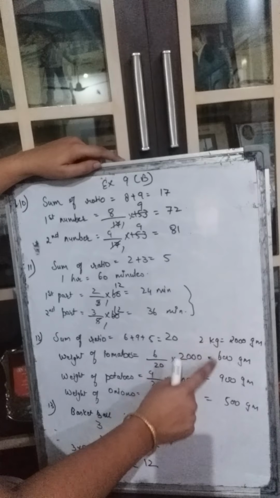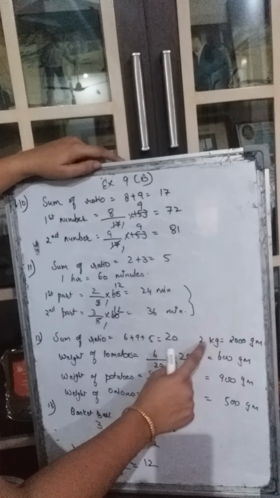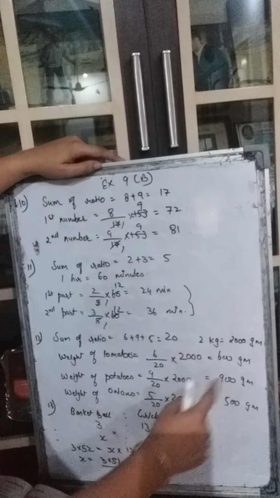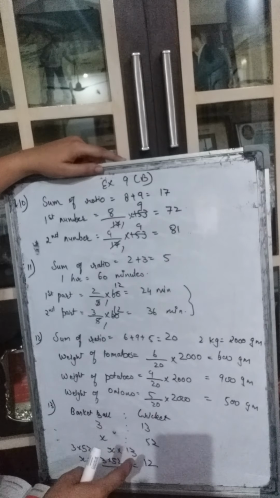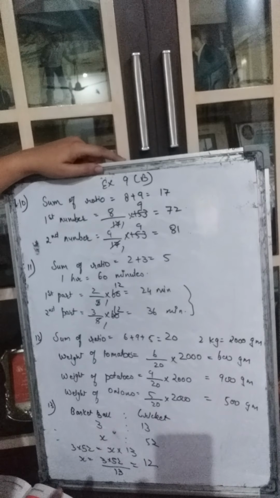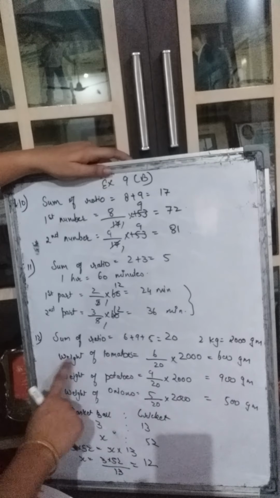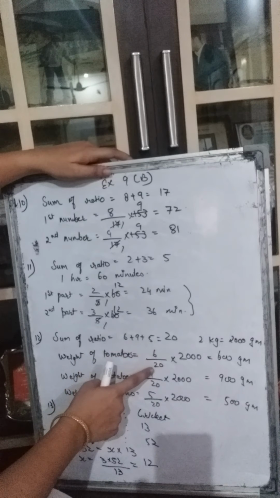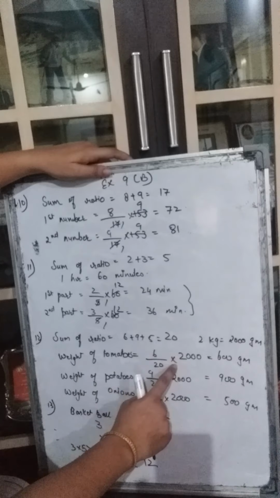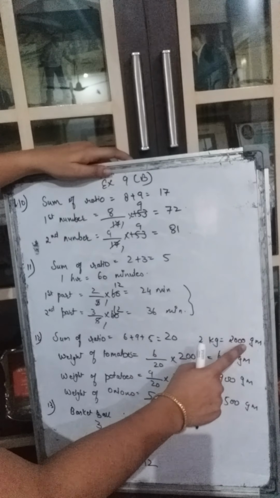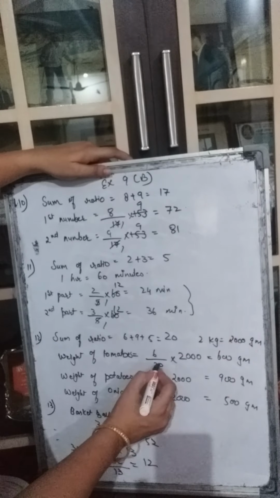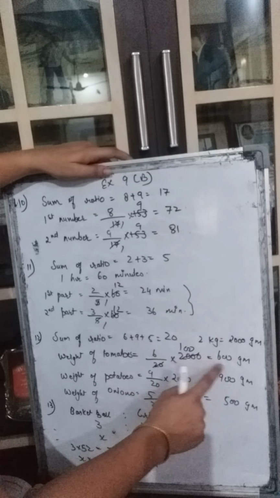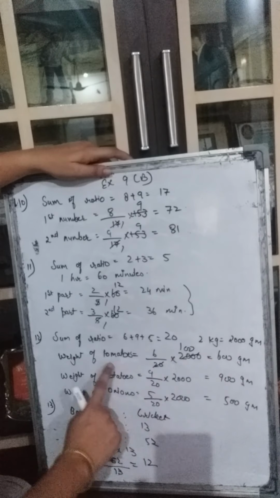So this 2 kg will be split. That means everything will come in grams only. So let's convert first only this into grams. 2 kg can be written as 2000 gram. Then our division will be easier. So let's find out the weight of each vegetable. Weight of tomatoes. What is the ratio of the tomato? 6 upon the sum of the ratio is 20 into 2000 gram. So here it comes 100. 6 into 100 gives you 600 gram. So this is the weight of the tomatoes.